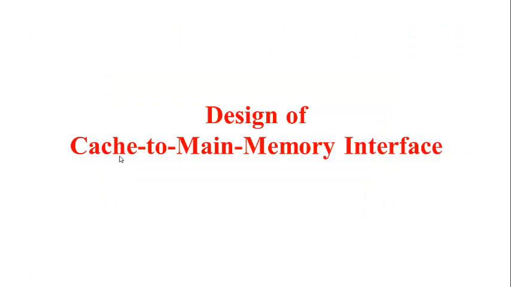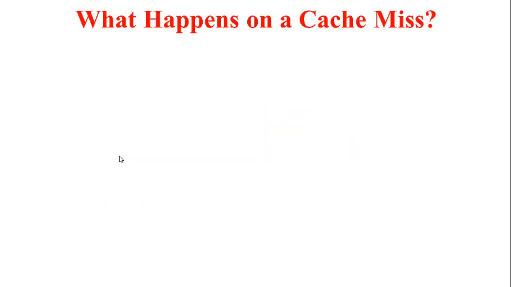Let us next look at the design of the interface between the cache and the main memory. The interface between the cache and the main memory comes into play during a cache miss. During a cache miss, the cache has to load a block of words from main memory to the cache.